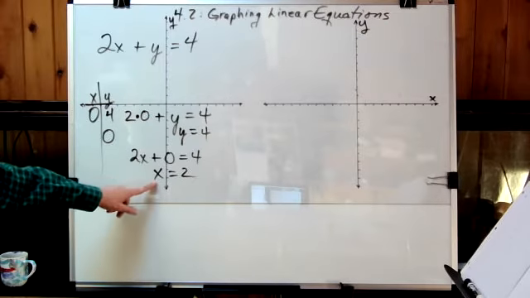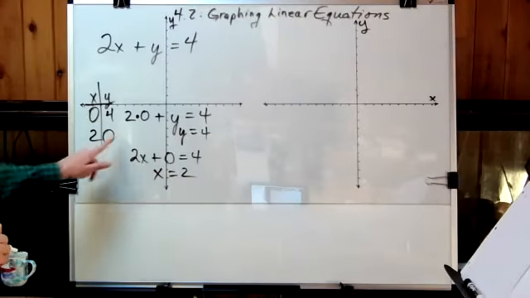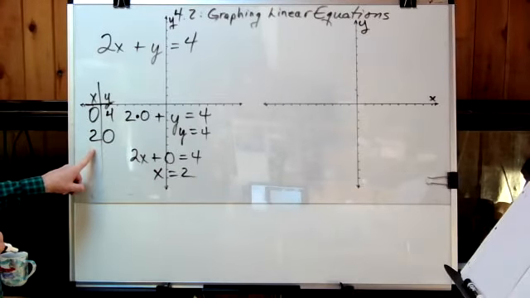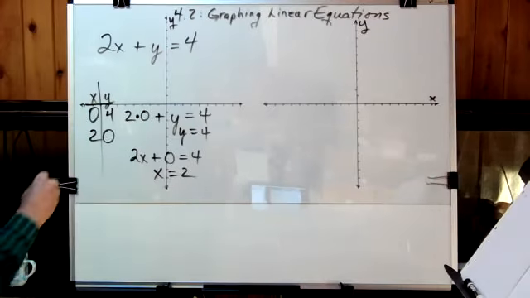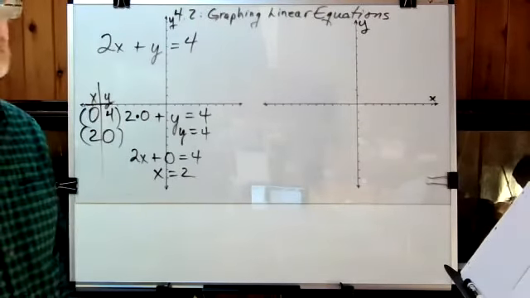Is that okay? I got x equals 2. Make sure you get those in the right position. That was the y value, and so I just found my x. So there are two ordered pairs, and because they have the 0 in them, they will be the intercepts.